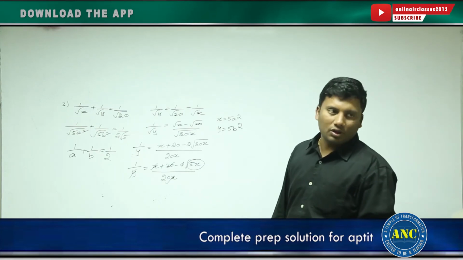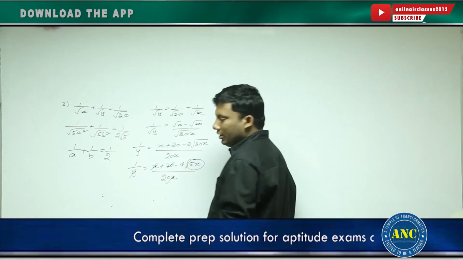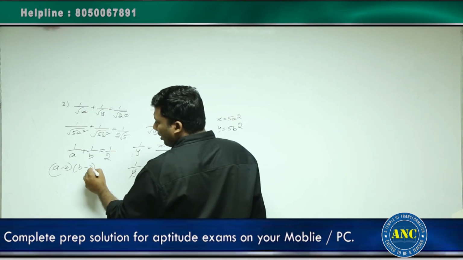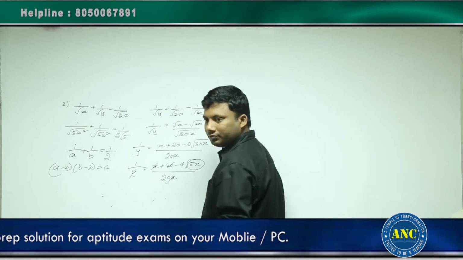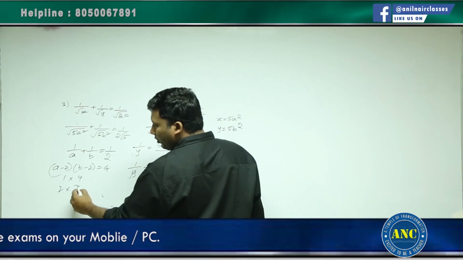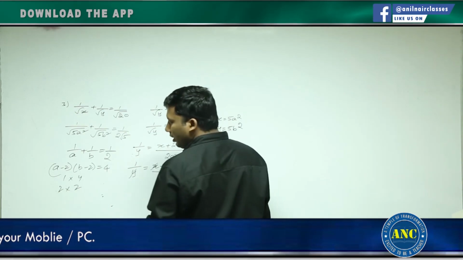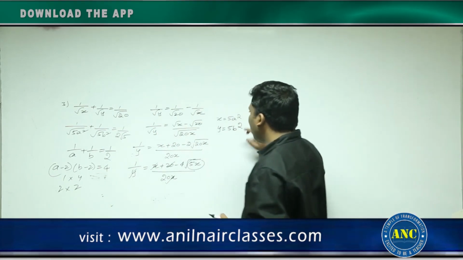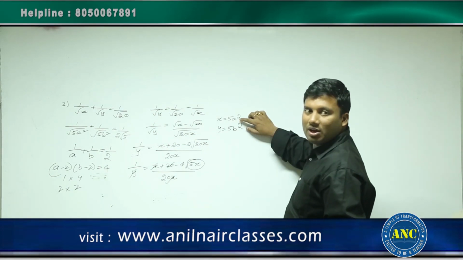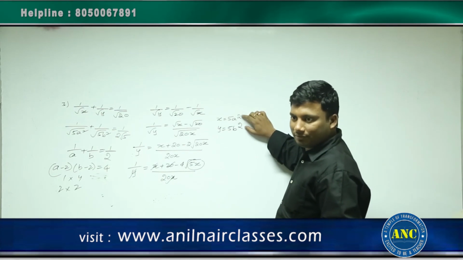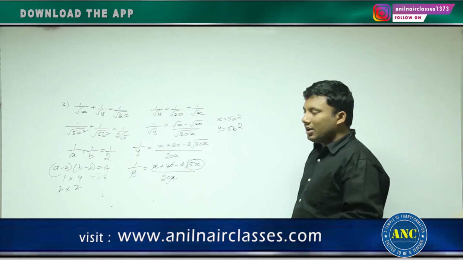1 by a plus 1 by b equivalent to 1 by 2. Now you know how to sum it. (a minus 2)(b minus 2) equivalent to 4. 1 into 4, 2 into 2, right? Even if you get a value plus or a value minus, on squaring I will get only one output. Be careful, please. Now it's very easy.